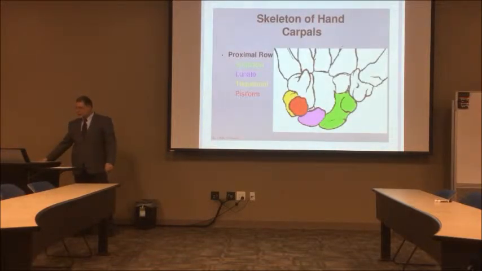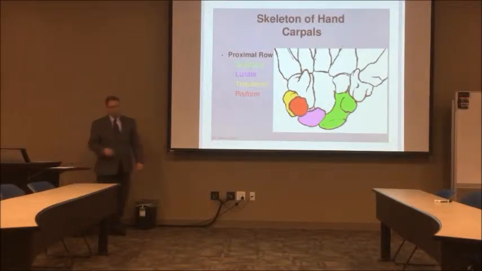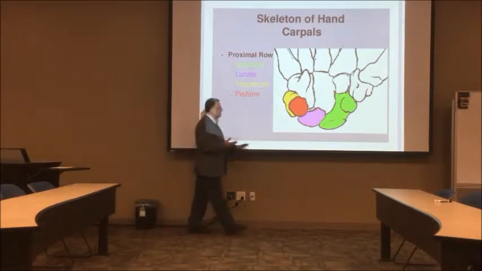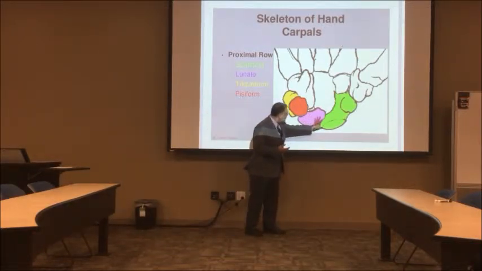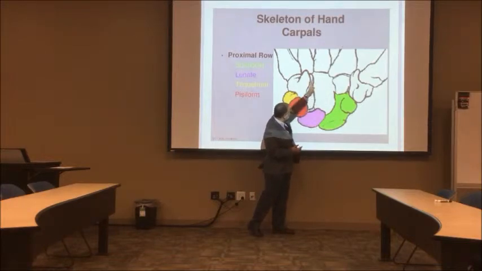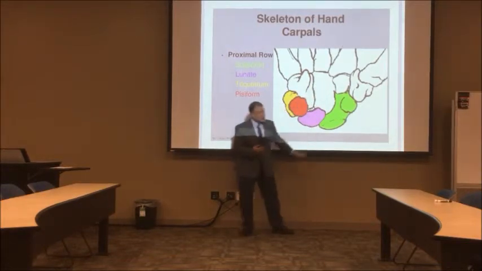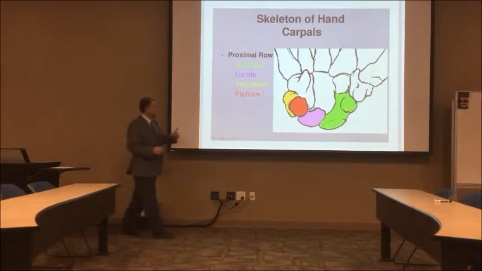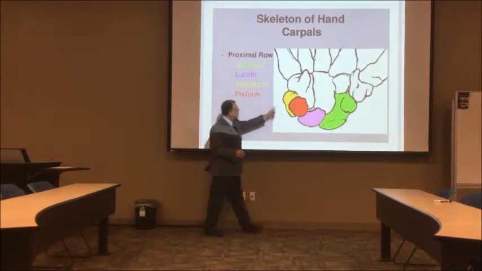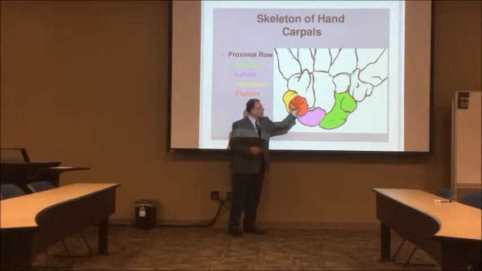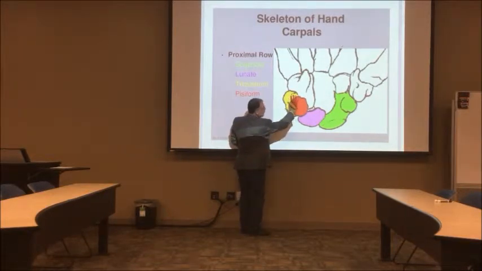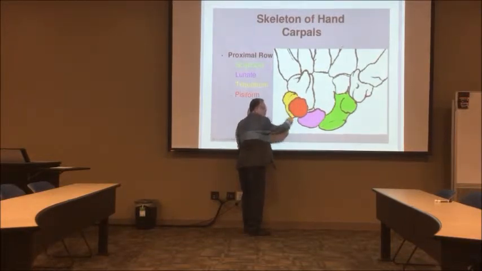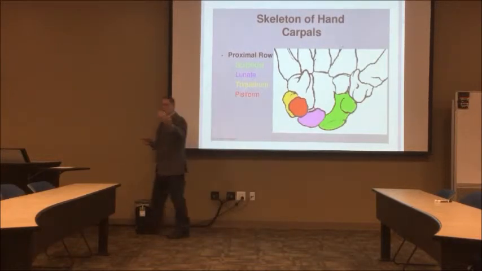So the proximal row, like I already said, in colors you have them there: scaphoid, lunate, triquetrum, and pisiform. And the lunate, even though this is a diagram, just think about it, should be a little bit more on this side, in alignment with the capitate and the third metacarpal. The pisiform, typically you won't see it, even though you see it here, because this is probably a palmar view. If you see the dorsal view, this bone is not seen because it's more volar, or more palmar.